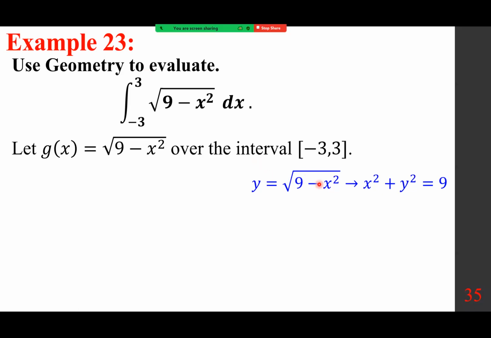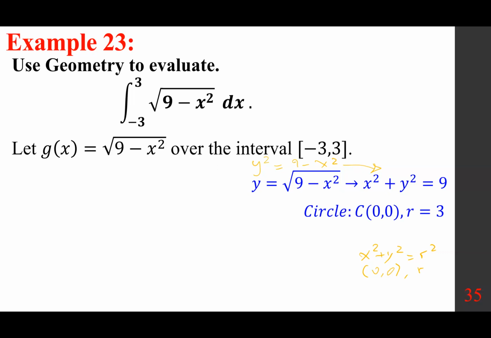If I square both sides, I get y squared equals 9 minus x squared. By moving things, I get x squared plus y squared equals 9. And I hope you remember, in the case of x squared plus y squared equals r squared, it's a circle centered at 0, 0 with the radius r, and this one is with the radius 3. Okay, so that's the equation of a circle centered at 0, 0.